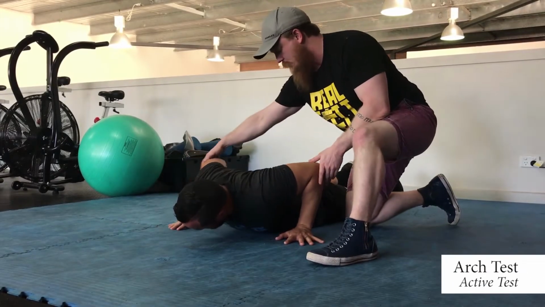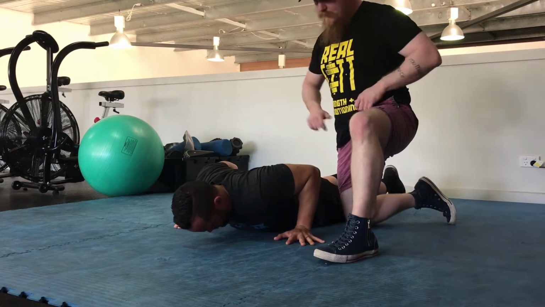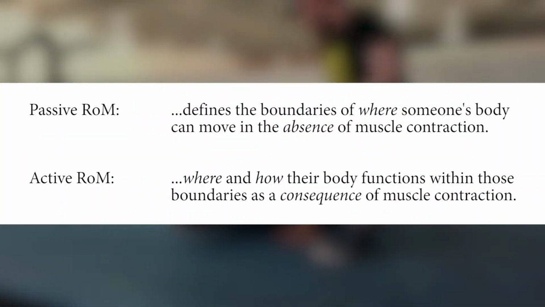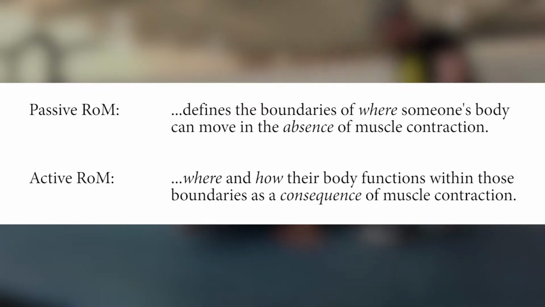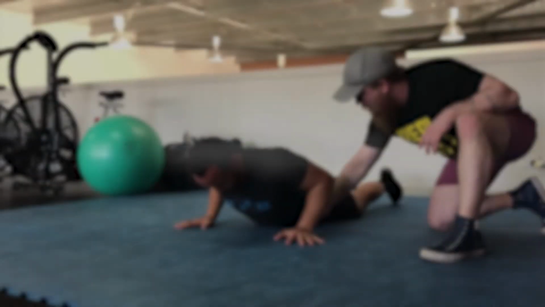Regardless of type, range of motion refers to the operation of joints, the point where 2 or more bones meet. It can refer to a single joint like the knee or a collection of joints like the spine. Passive range of motion focuses on anatomy and how it defines the boundaries of where someone's body can and can't move. Active range of motion is about function, and it covers where and how someone's body operates within the boundaries set by their anatomy.